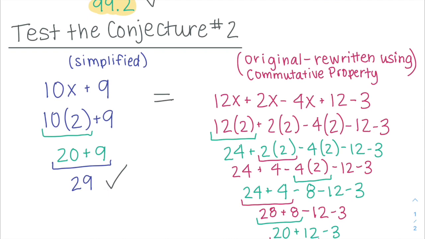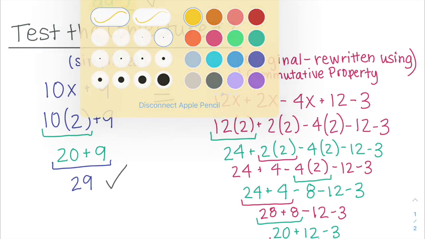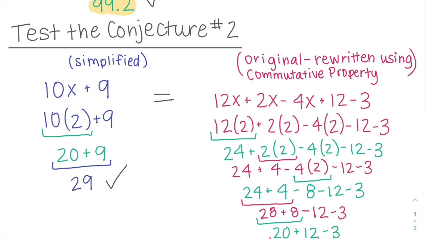On the left-hand side, the blue expression, we have the simplified version after we added all of our like terms together, 10x plus 9. That gave us a result of 29. Now let's look at the right-hand side, the pink, where we have the original expression, except it's rewritten using the commutative property. We put all those terms together just to make our lives easier. After evaluating that expression using the order of operations, I get an answer of 29.